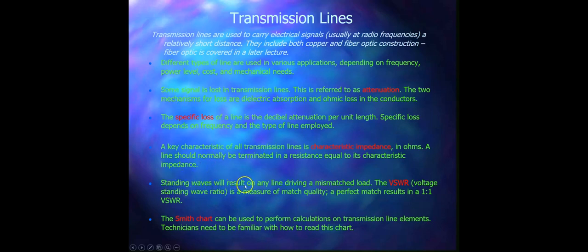Standing waves will result on any line driving a mismatched load. The voltage standing wave ratio is a measure of match quality. A perfect match results in a 1:1 ratio. So we're going to see this also. And then we have the Smith chart. We will learn about the Smith chart and how to calculate the transmission line elements, for example the voltage standing wave ratio, and we can calculate the impedance, admittance, etc.